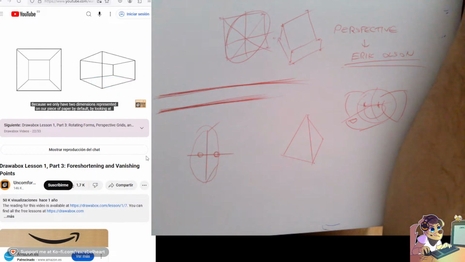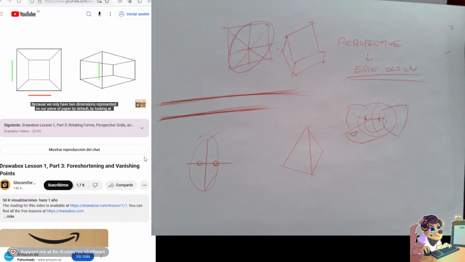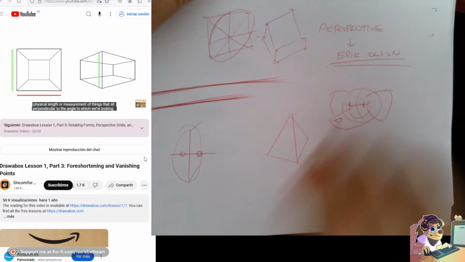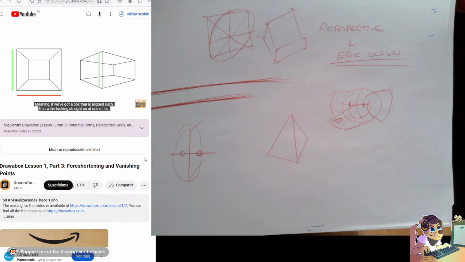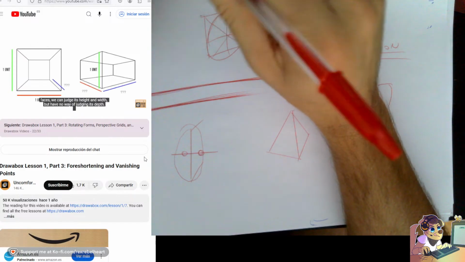Because we only have 2 dimensions represented on our piece of paper by default, by looking at the actual lengths and distances represented on the page, we can only really discern the physical length or measurement of things that sit perpendicular to the angle in which we're looking. Meaning, if we've got a box that is aligned such that we're looking straight on at one of its faces, we can judge its height and width, but we have no way of judging its depth.